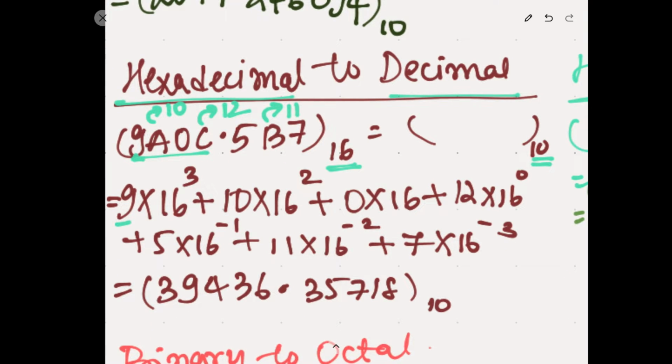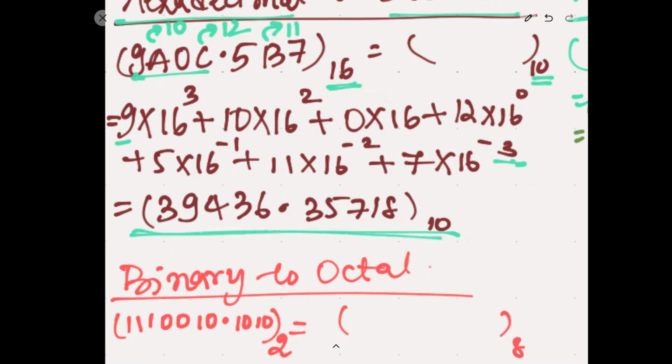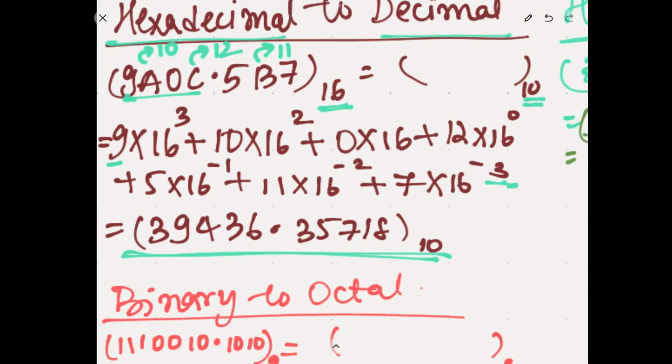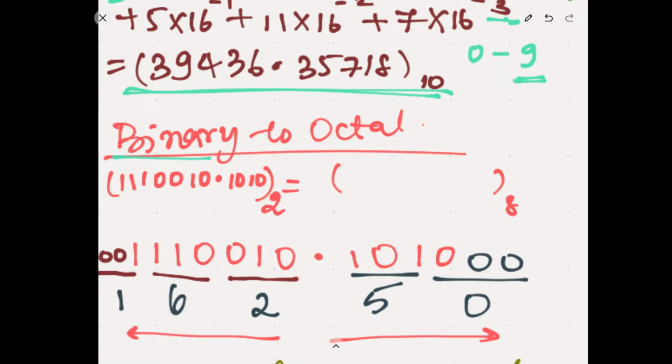So that is 9 into 16 raised to the power 3, plus 10 into 16 raised to the power 2, plus 0 into 16, plus 12 into 16 raised to the power 0, plus 5 into 16 raised to the power minus 1, plus 11 into 16 raised to the power minus 2, plus 7 into 16 raised to the power minus 3. When we put all of these values in the calculator, this is the value that we get. Moving from binary to octal, we are going from base 2 to base 8.